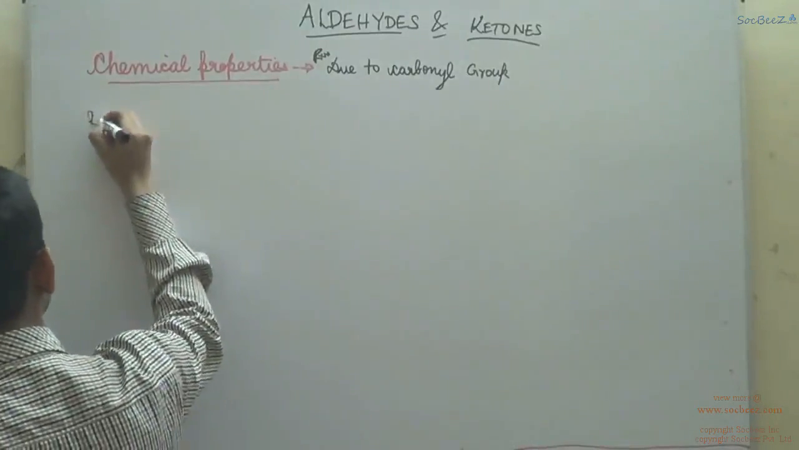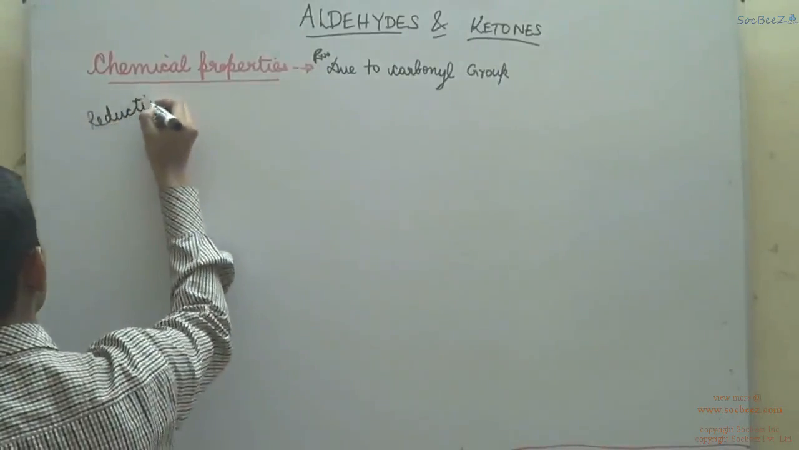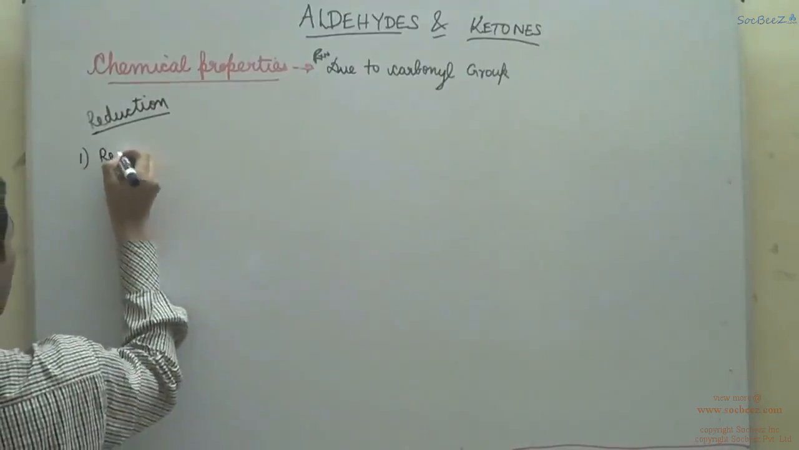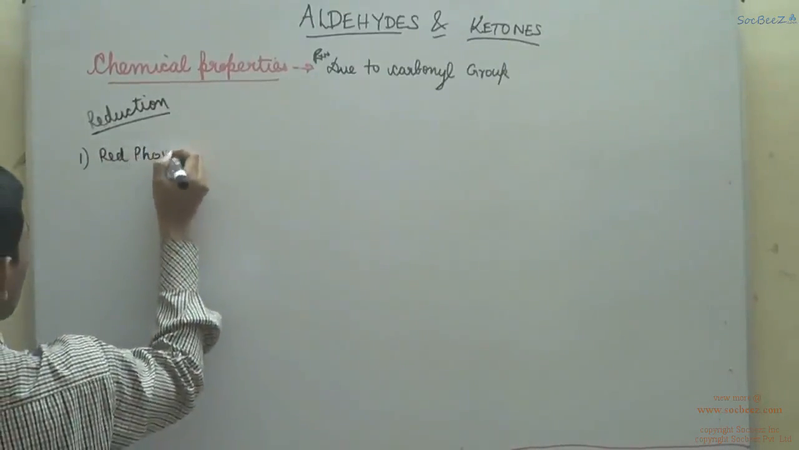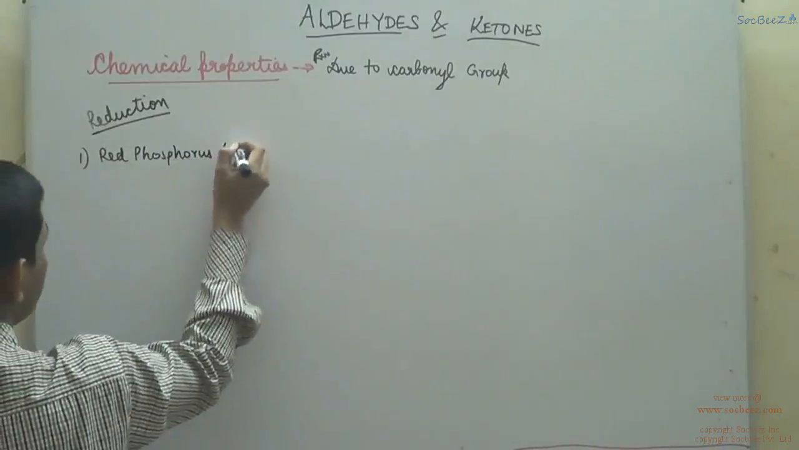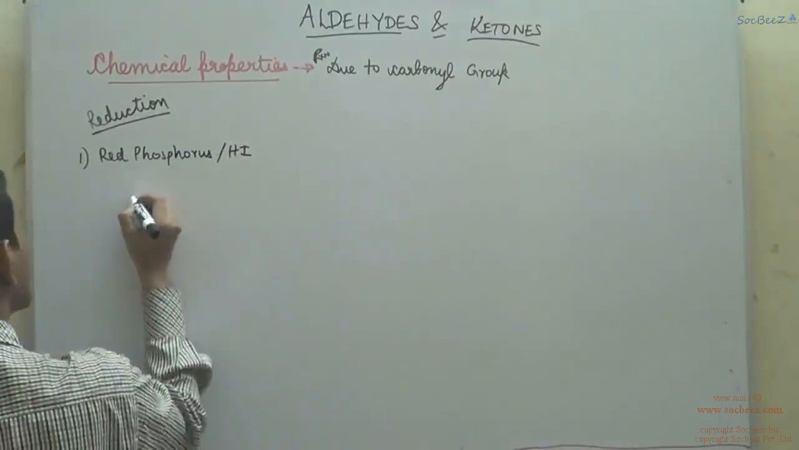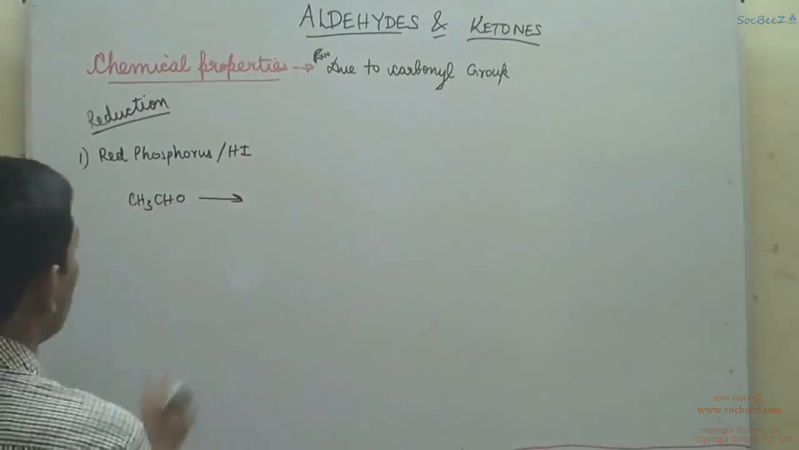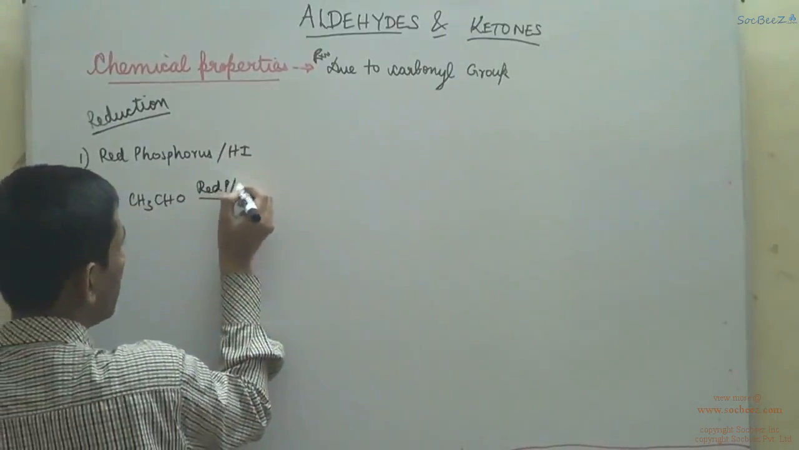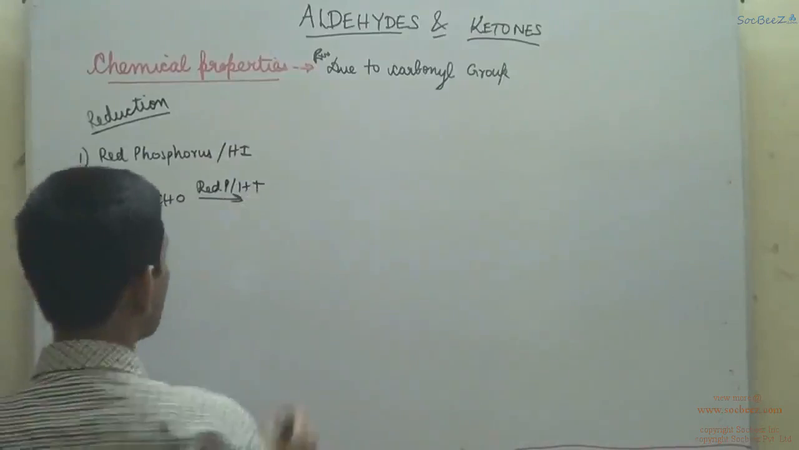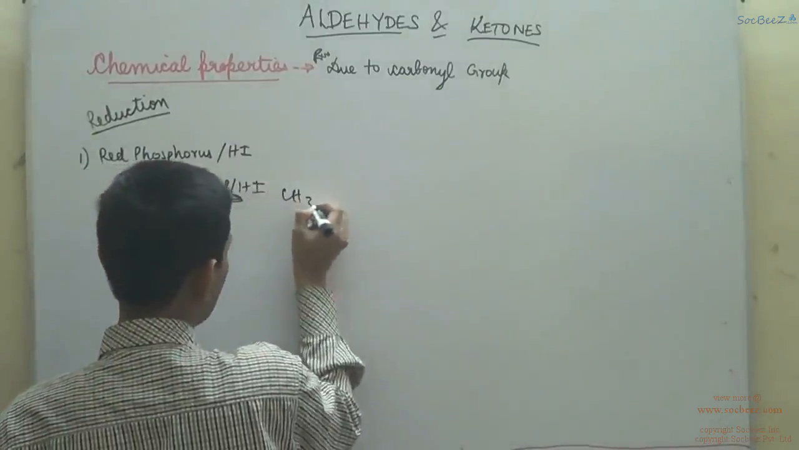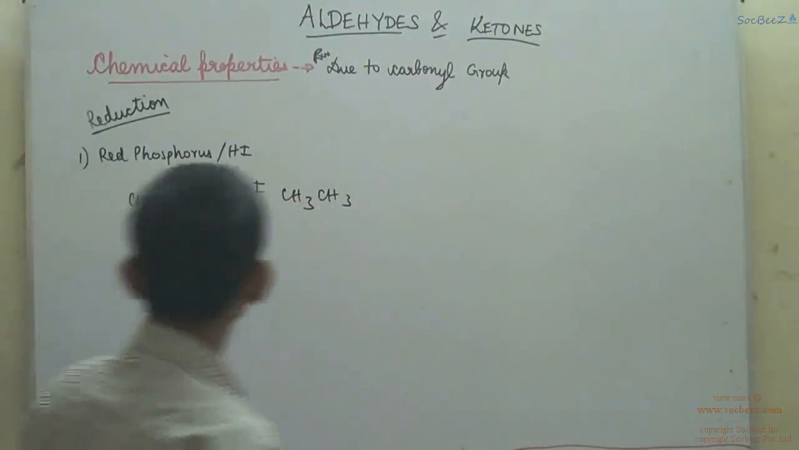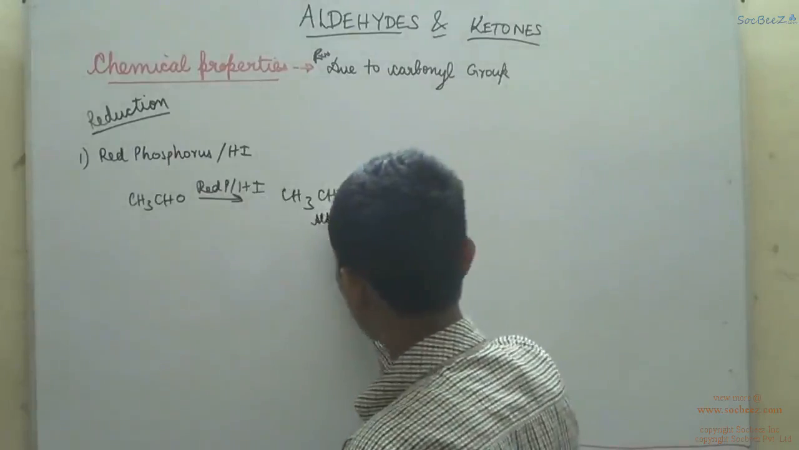Now we'll go to specific reduction reactions. First, using red phosphorus and HI. So you have an aldehyde, this acetaldehyde. If you treat it with red phosphorus and HI, you will get directly the alkane, that is ethane. Okay, so red phosphorus and HI gives rise to alkanes as the product.